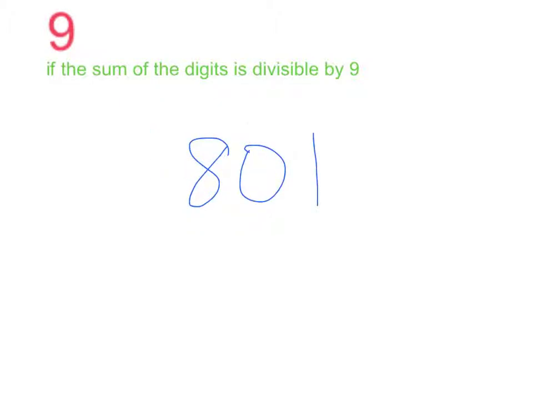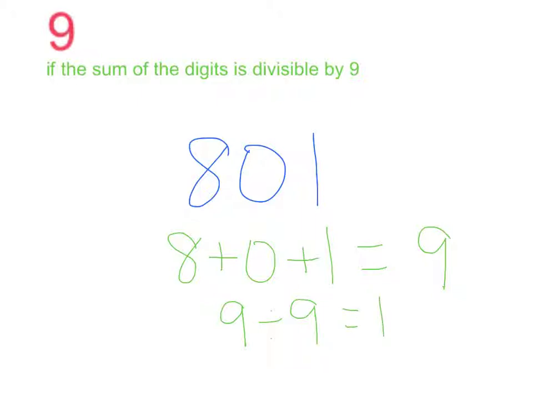Well, first we have to try the steps. So we have to add all the digits together. 8 plus 0 plus 1 equals 9. Is 9 divisible by 9? Well, 9 divided by 9 equals 1. So yes, it is divisible by 9. So 801 is divisible by 9.